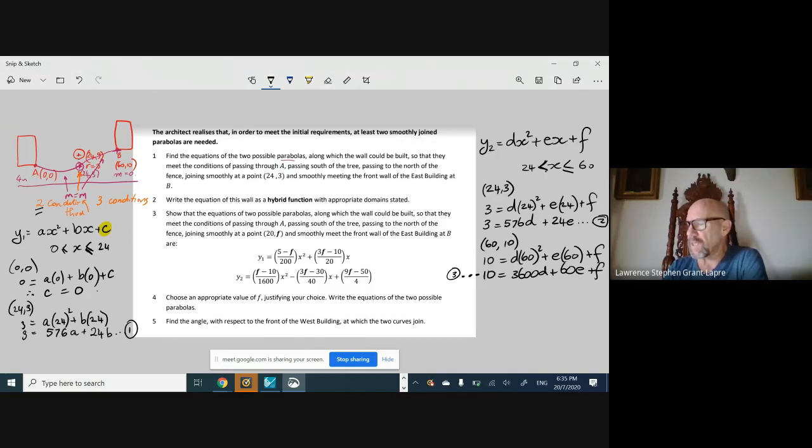One condition finding c, one condition here, and these two of these conditions, but the third conditions are gradients. So let's say that the gradient of this equation, the gradient equals 2dx plus e. So if we substitute, we know that there's a gradient 0 at 60, 10. So 0 equals 2d times 60 plus e. So 0 equals 120d plus e. So there's a fourth condition.